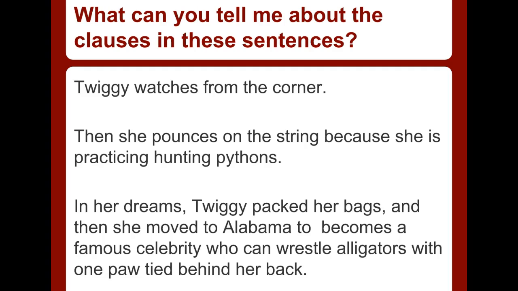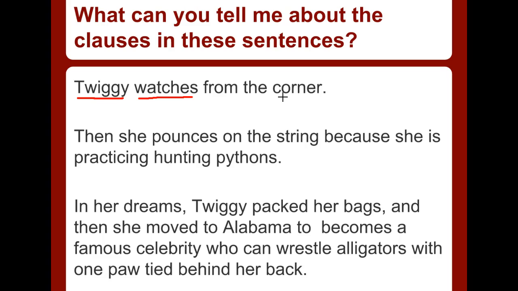When we get done with this unit, here are the things that you should be able to do. Look at the sentences that we've got here. Let's start with the first one. The first sentence reads like this. It says, Twiggy watches from the corner. All right, so if we are looking for clauses, I have a subject here, Twiggy, and I have a verb here, watches. That makes this a clause. This entire thing is just one independent clause.